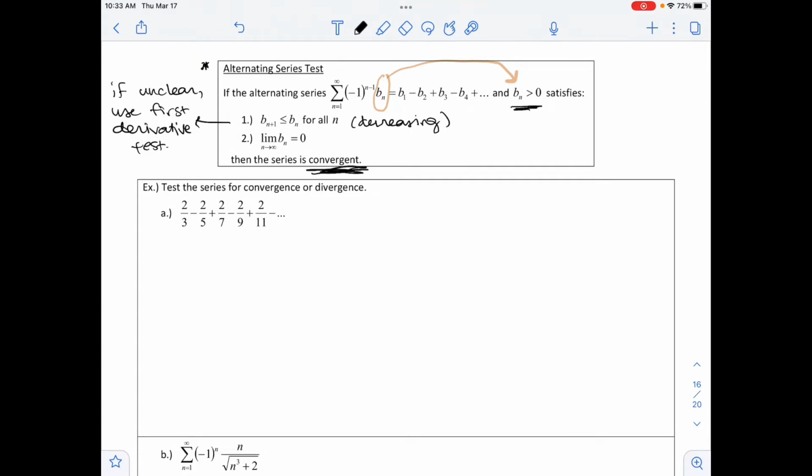The first example says to test the series for convergence or divergence. Noticing that this has alternating signs between terms, I'm aware that I possibly could use the alternating series test to show that it's convergent or divergent. To do that, I need to figure out a formula to rewrite this in summation notation to find that b sub n.